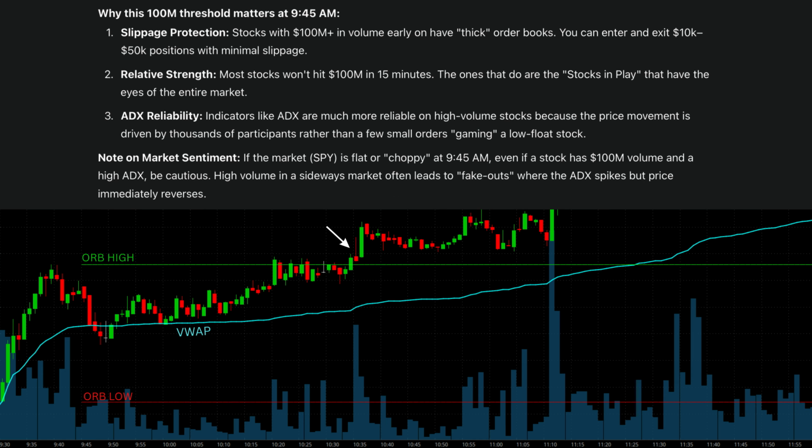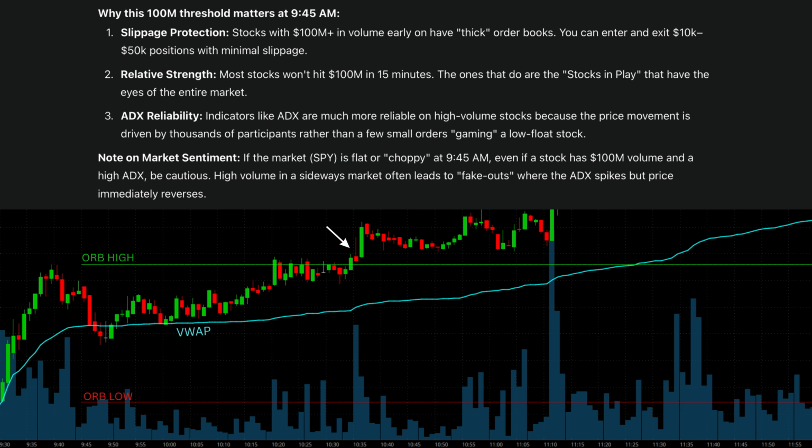Why this 100M threshold matters at 9:45 a.m. 1. Slippage protection. Stocks with $100 million plus in volume early on have thick order books. You can enter and exit 10K to 50K positions with minimal slippage. 2. Relative strength. Most stocks won't hit $100 million in 15 minutes. The ones that do are the stocks in play that have the eyes of the entire market.